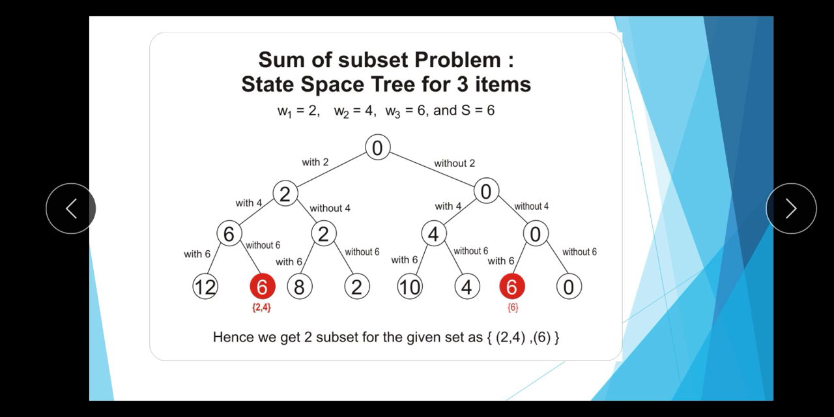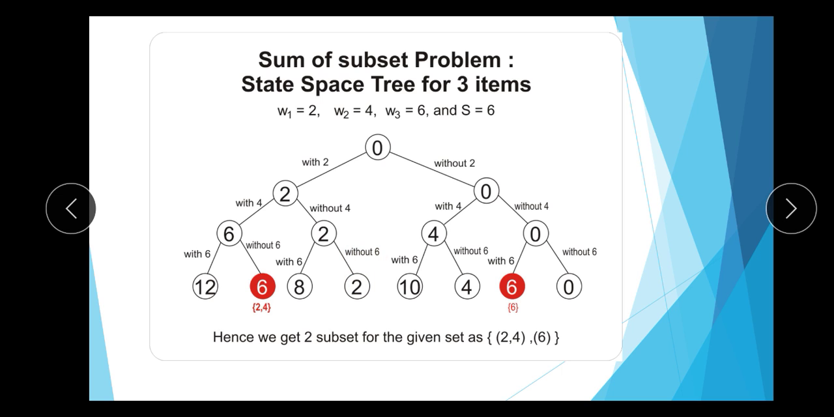Now we move to the next branch, without 4. So without 4, that is 2 plus 0. We are not taking the 4. So 2 plus 0, that is 2. Now in the next level we use the third element and try to form the solution. That means with 6 at the left side and without 6 at the right side. With 6, that means 2 plus 6, which becomes 8, and without 6, that is 2 plus 0, that is 2. So here we bound this path because 8 is greater than 6. We are not getting the solution. We also bound this path because 2 is smaller than 6 and we are not getting the solution.